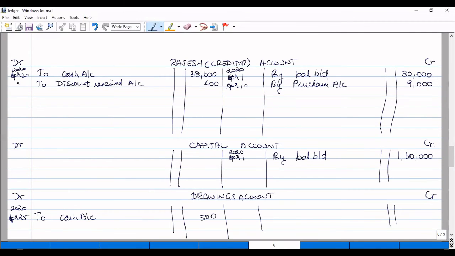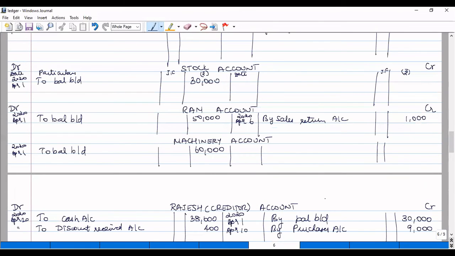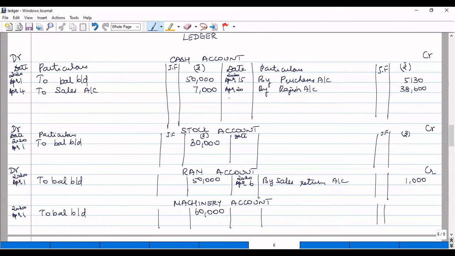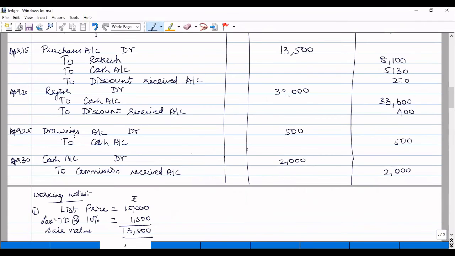Okay, now debit item is done. Now coming back to the credit item, we have credited cash account, isn't it? So in cash account on the credit side on April 25th, what is the reason for the decrease in cash? It is because of the drawings. Amount is 500. Okay, now coming to the last transaction on April 30th, we have received cash.